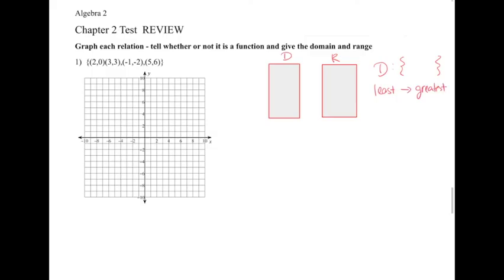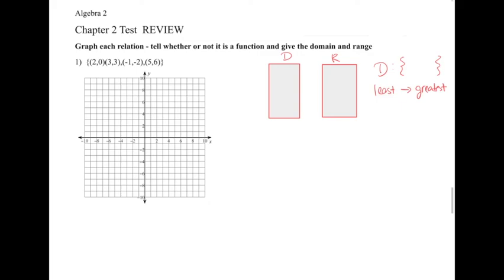I did not count off on your quiz if you didn't do least to greatest, but I'm telling you now it needs to be least to greatest. I did count off on your quiz if you gave me more than one. So if it appears twice, don't list it twice. If you have a domain and it appears 2 times, just list it once. Or if you have a range and it appears 2 times, just list it once.